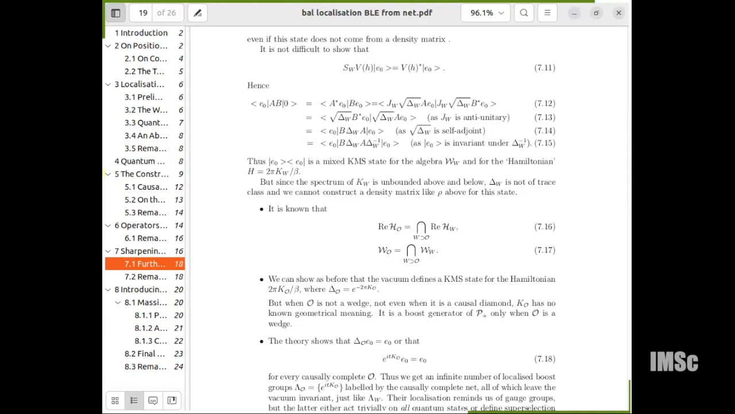We take two operators, A and B, and we take the vacuum. That's not what I'm trying to prove here. I want to show now that because of this relation, the vacuum expectation value of any two operators is a thermal state. This is what I wanted to prove. The causality proof I'm not repeating again, but I wanted to prove that these are all thermal states.